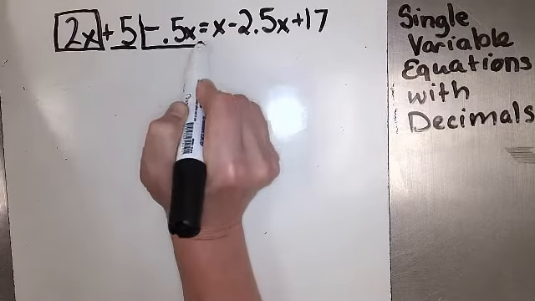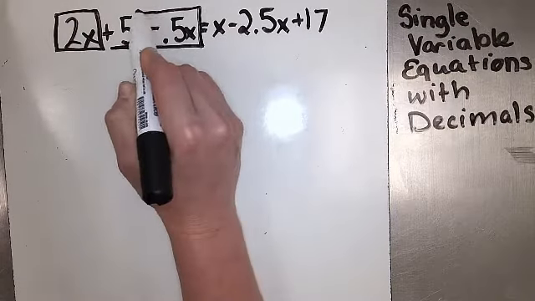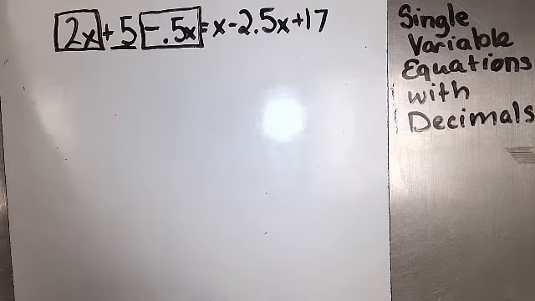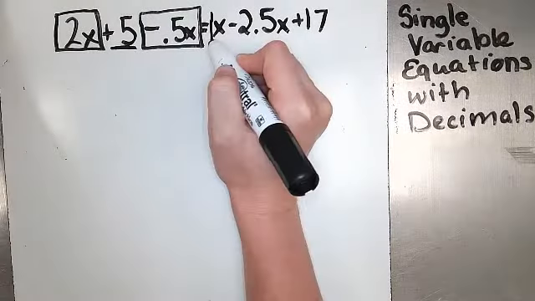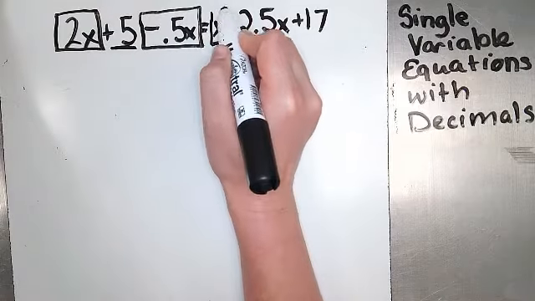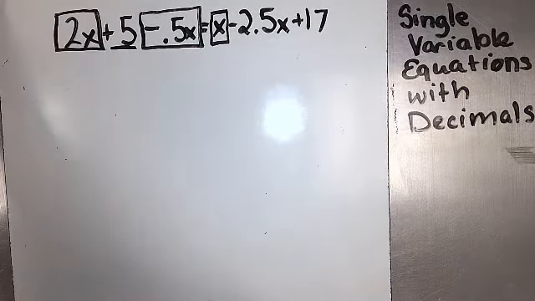And then here is my variable term that has decimals. So even though we do solve it in the same way we do integer terms, it's a little bit trickier because it includes decimals. So that's why we're reviewing it. On the other side of the equation, I have an x term here. I want you to write what the coefficient in front of the x term is there on your paper.